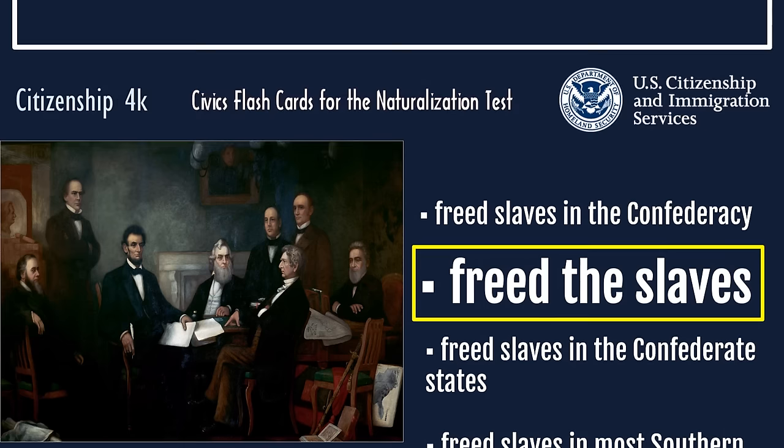Name one of the two longest rivers in the United States. Mississippi River. What is the supreme law of the land? The Constitution.